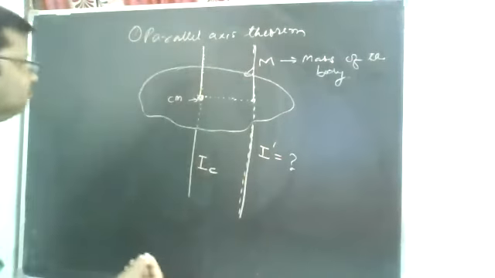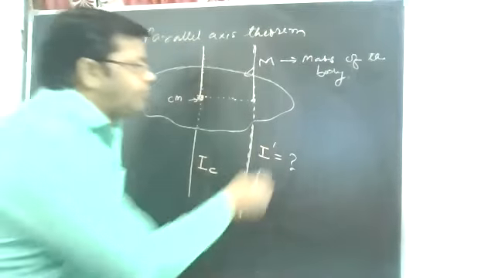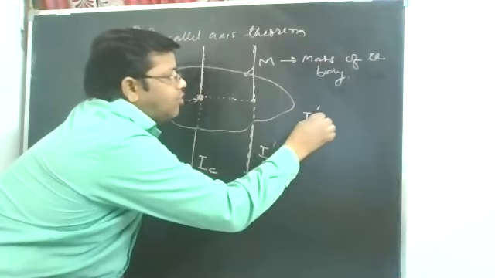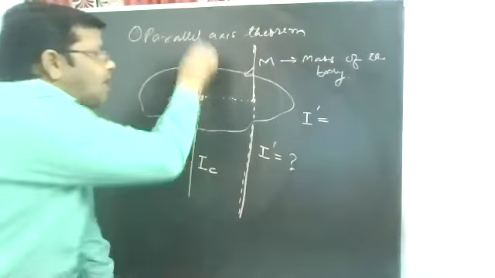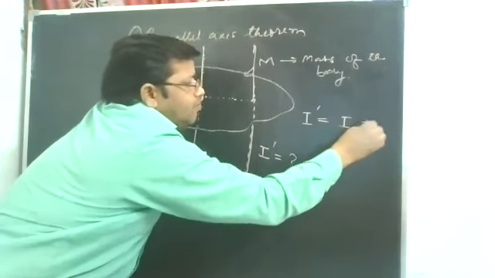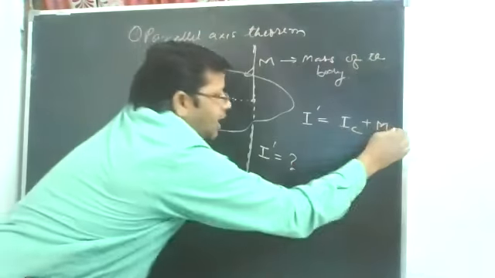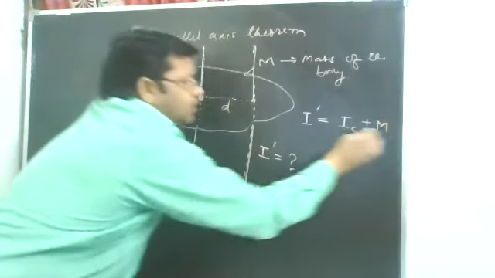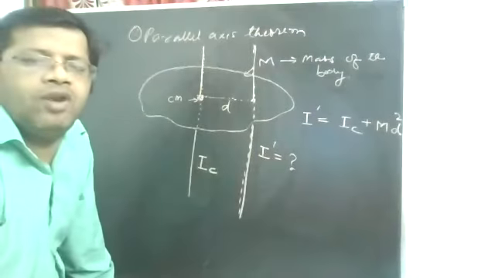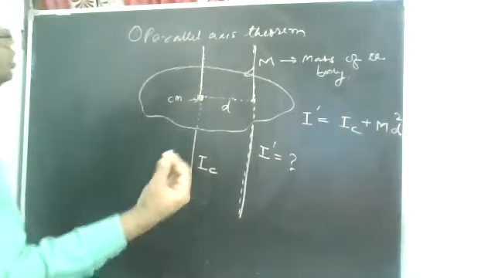Now you see here, according to this law, the moment of inertia about the axis which is parallel to the axis passing through the center of mass will be the sum of the moment of inertia about the axis passing through the center of mass plus the mass of the body times the square of the perpendicular distance. And what is the distance? D. This is the parallel axis theorem.